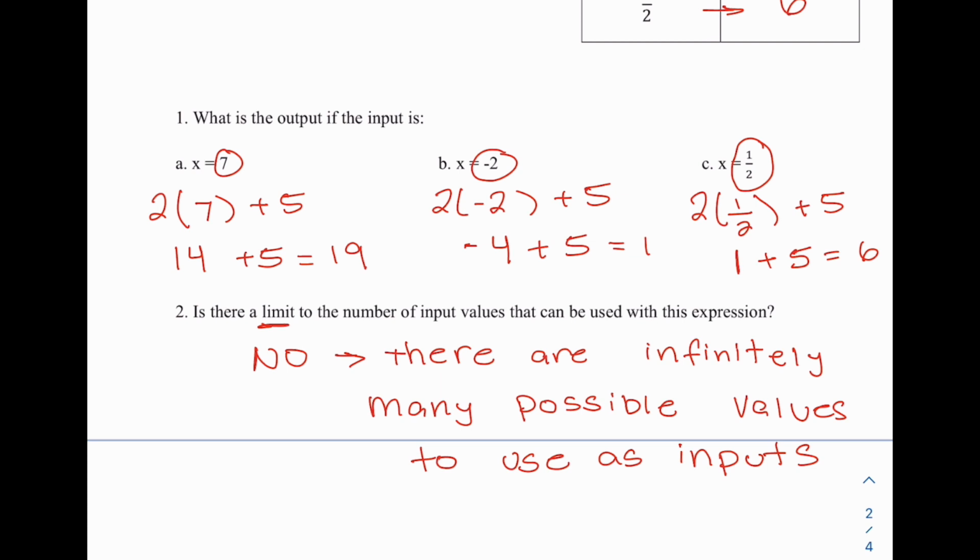And that is domain and range. So domain is all of my input values, and range is all of my output values.